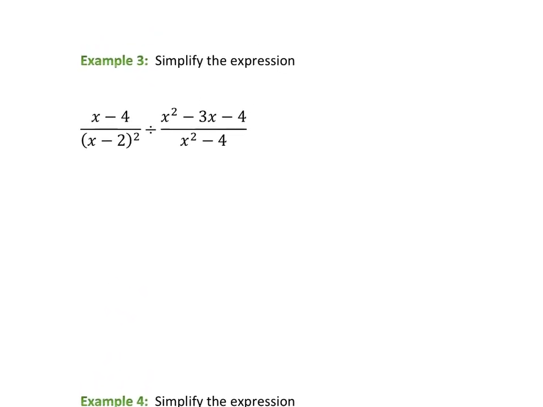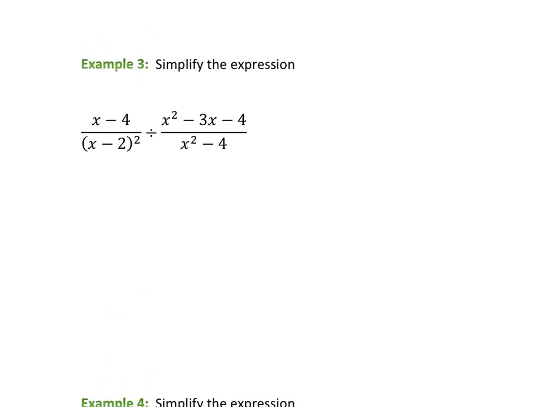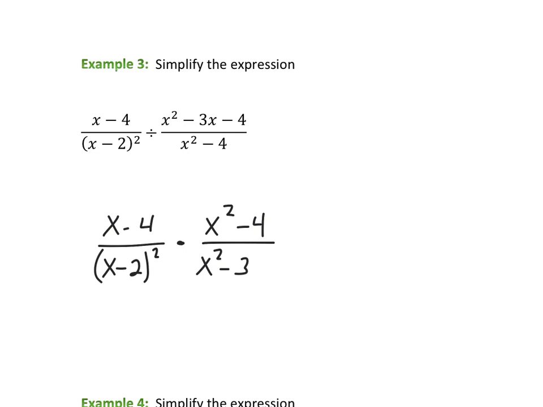Okay, the next one, division, is very similar to multiplication. The only big difference is the first step, and that's keep, change it to multiplication, and flip. So keep, change, flip is the first step. After the first step, just like in multiplication, go and factor everything. So x minus 4 is already factored. x minus 2 squared is already factored. If it helps, it's x minus 2 times x minus 2. Some people prefer to write it out like that.